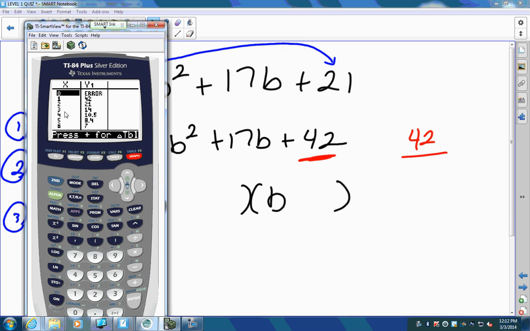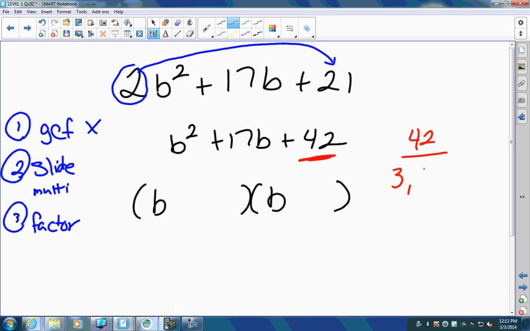Now I want to specify something. These numbers are the numbers that multiply together to give you 42. I need the factors that add up together to give you 17. Okay, so 3 plus 14, that gives me 17. So 3 and 14, because if you multiply these together, they give you 42. If you add them together, they give you 17. So I have plus 3 and plus 14.